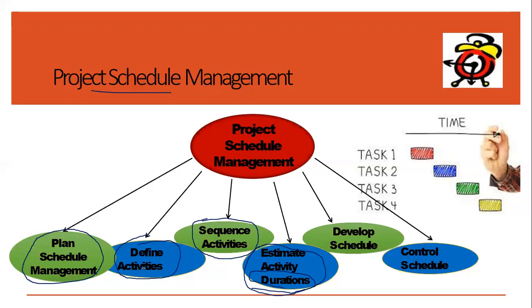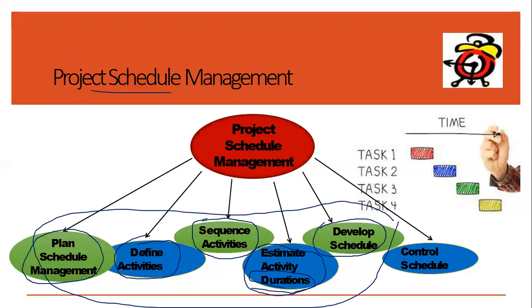So we did defining, sequencing, and estimating, and then we come here to put everything together to create the finalized version of the schedule. This is where, if you use Microsoft Project 365, you will see develop schedule, which will have the activities, the dependencies, and the estimation also. So all these five processes are part of planning.